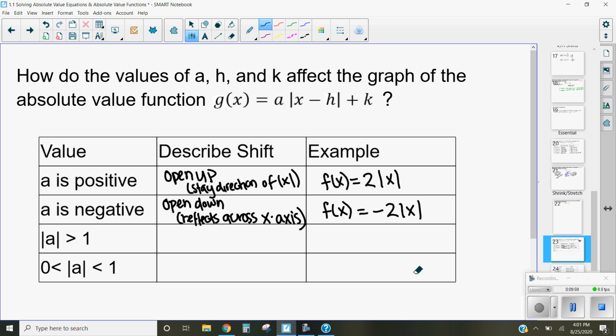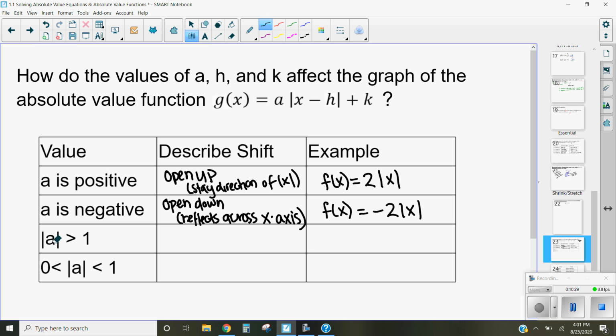Now, what happens if the absolute value of a is greater than 1? The reason why we want to talk about the absolute value of a is because that positive and negative part of it just tells us which way it faces. So we really just care about what the whole number is. So if a is 4, 4 is greater than 1. If a is negative 4, if we find the absolute value of negative 4, it's 4, and that's still greater than 1.